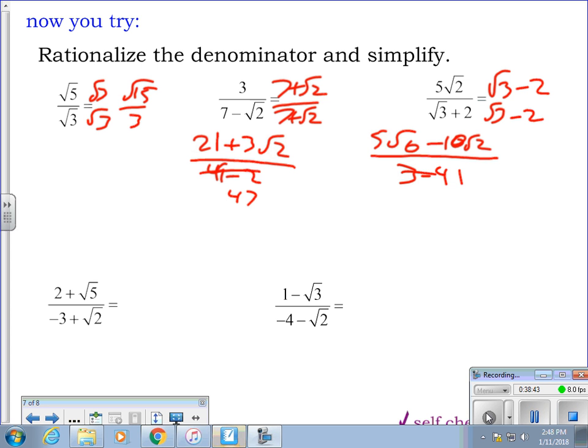And I don't want a negative 1 all by itself in the denominator, so I just take the two items in the numerator and change the signs. Minus 5 root 6 plus 10 root 2. Questions on those first three?